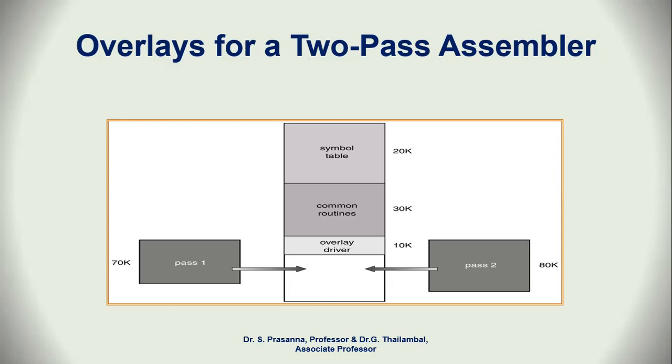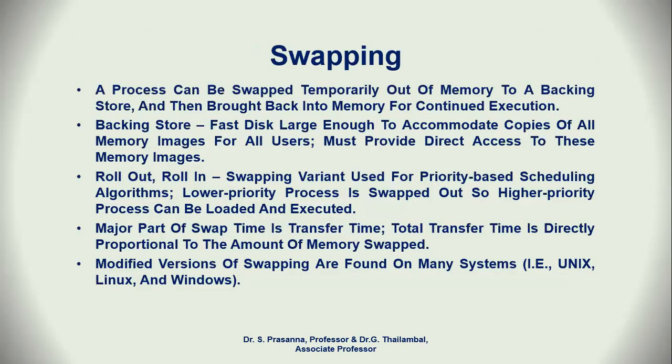That is, whenever we are needing, we are calling that particular routine to be loaded into memory. And the next concept you want to see is swapping. Because when you talk about overlays, you need to know how it happens. When pass one is needed, pass one is loaded into memory. When pass two is needed, it is again loaded into memory after taking out pass one. So how it happens? The concept is swapping.